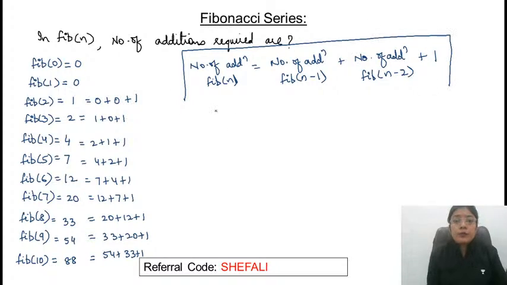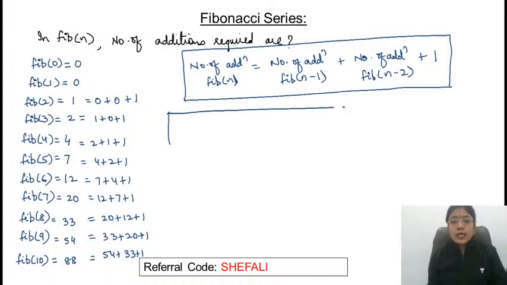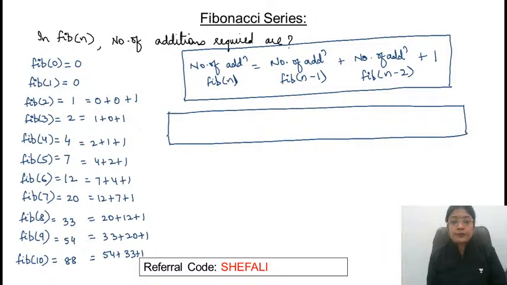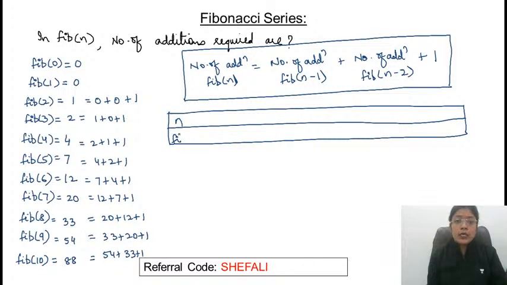The other formula I am expecting from your side is in terms of the Fibonacci value. For reference, let's make it here so that we need not go to the previous slide. N and Fibonacci n. Till then, try to write the formula. I'm asking for the number of additions required for Fibonacci n.